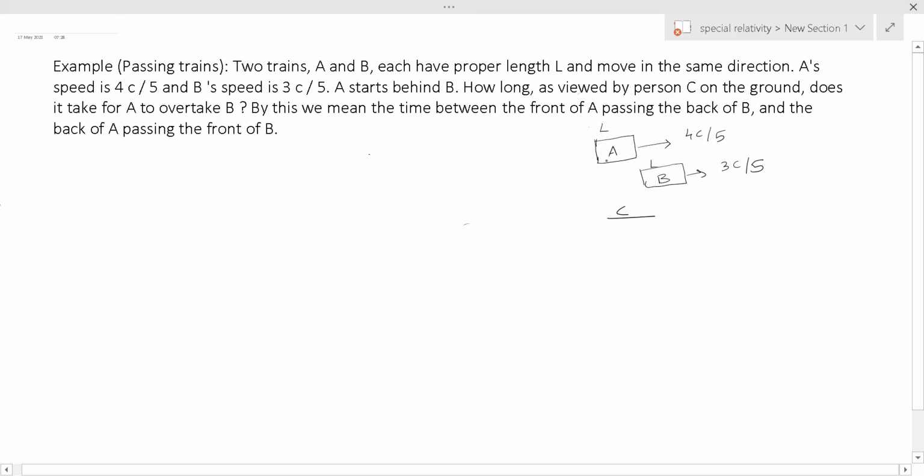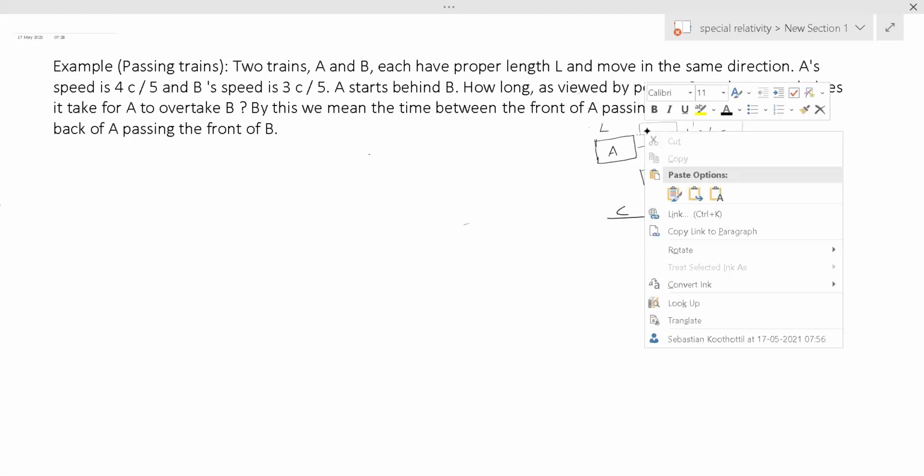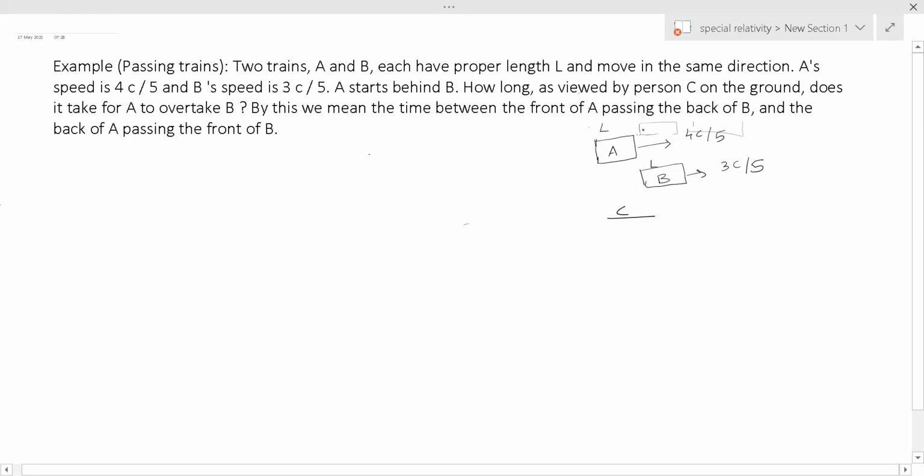So in order to overtake, what happens? How much distance does it have to travel? If they come like this, it will have to travel a length L. So the train has to move by a distance of twice its length in order to overtake. If it moves L, it will come here. One more L, it will completely overtake. So it's twice the length of the train. Is that clear? The distance that it needs to travel is twice the length of the train. That's the thing we need to realize here.